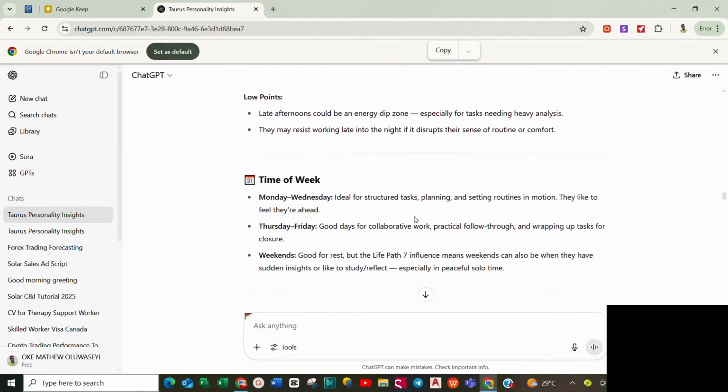The time of the week where they like to work is Monday to Wednesday. Monday to Wednesday they are still very active, with ideas for structured tasks, planning and setting routines in motion. They like to fill their head. Then Thursday and Friday are good days for collaborative work, follow-through and wrapping up tasks for closure. Then on weekends, they like to rest.